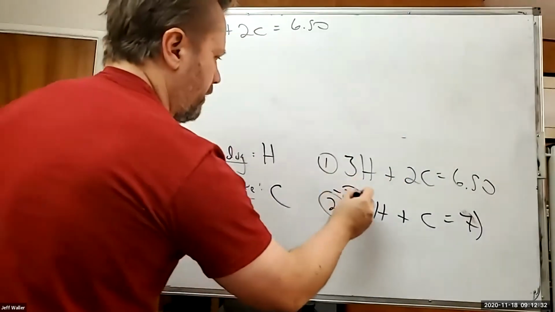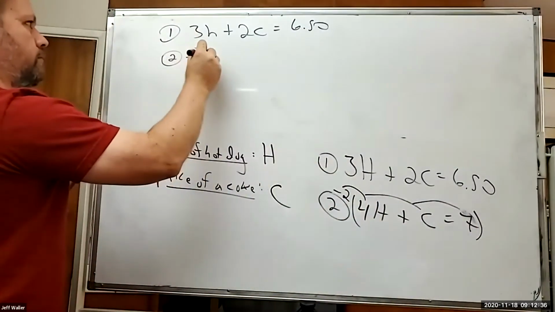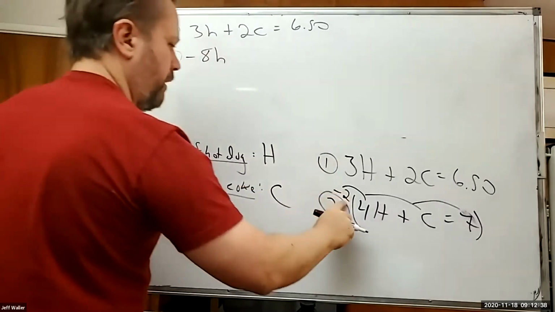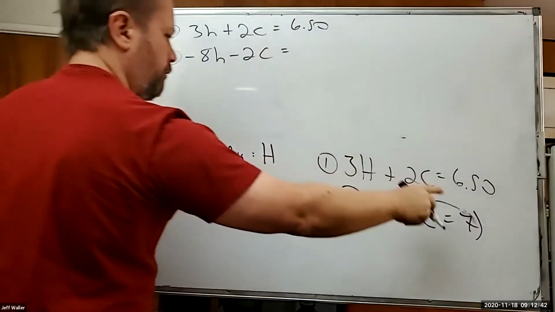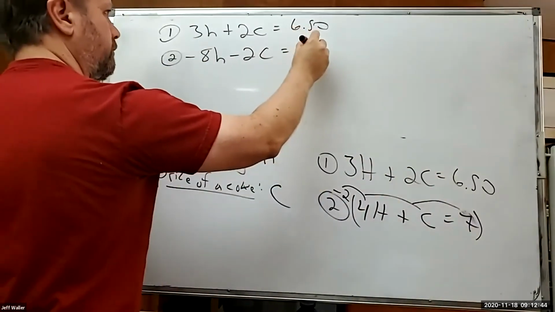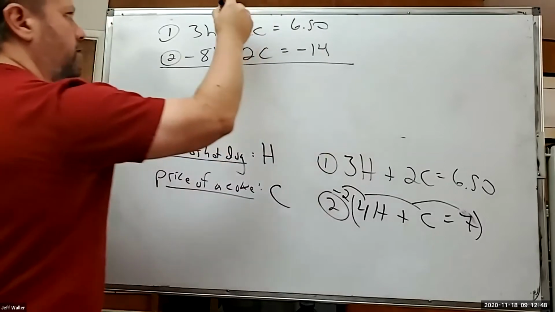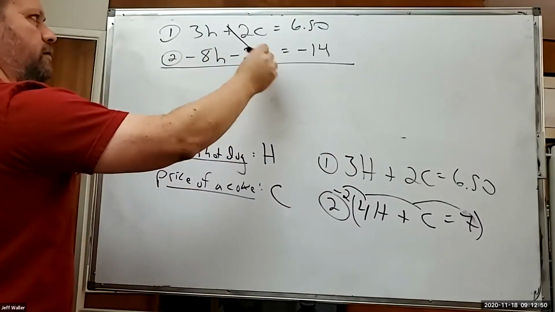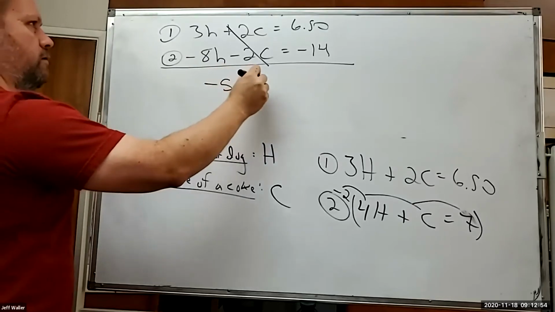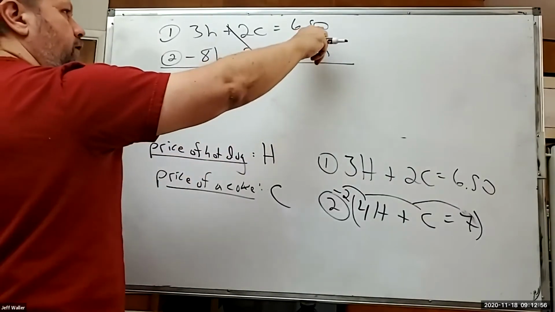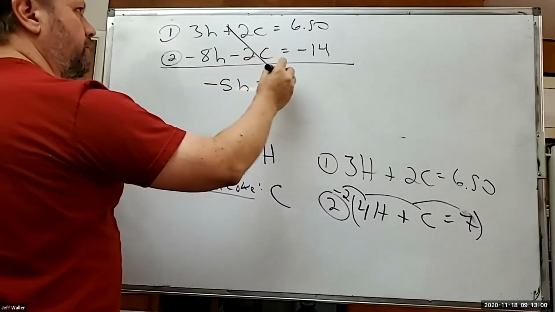So if I multiply by -2, I'll get -8h minus 2c equals -14. Now if I add these together, these will cancel. 3h minus 8h is -5h. 650 minus 14 is negative 750, I believe.